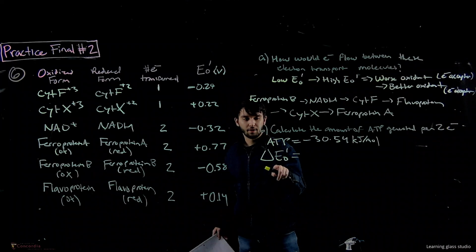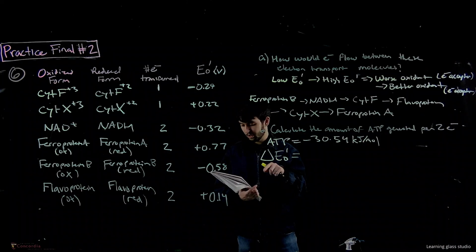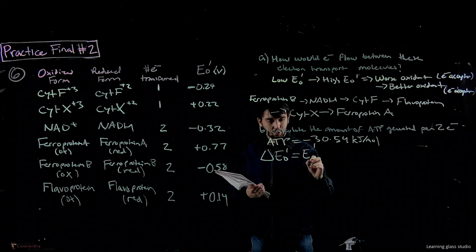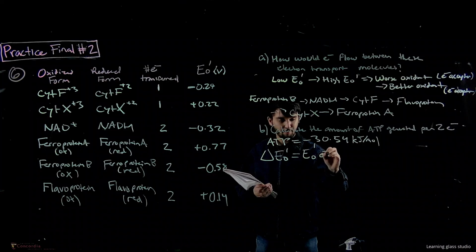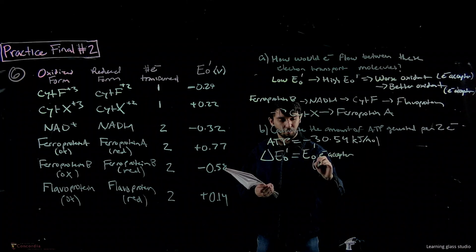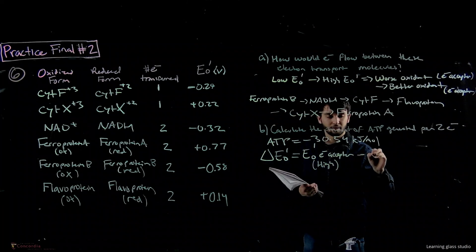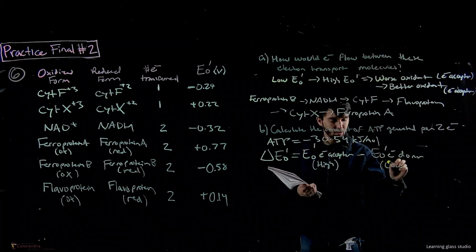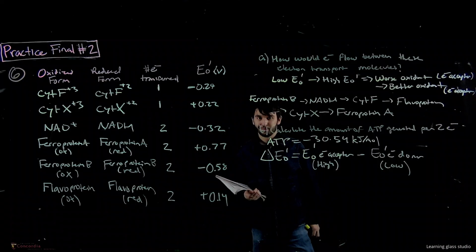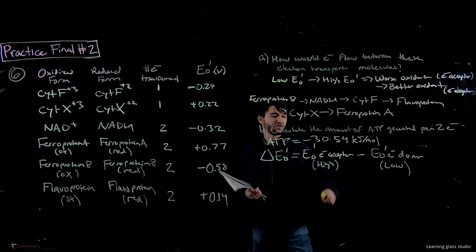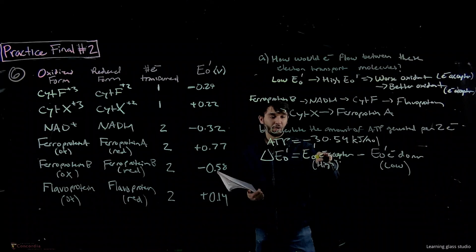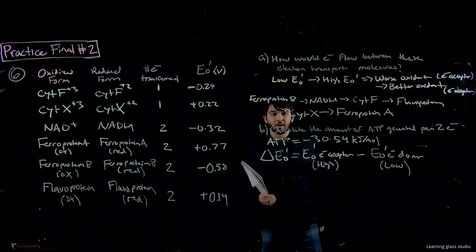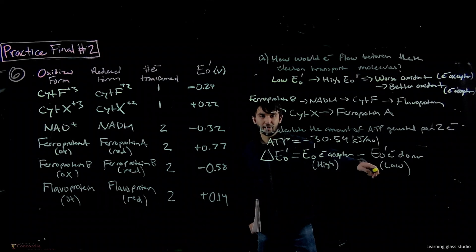To find the electric cell potential, the difference in the standard reduction potentials, we take the standard reduction potential that is highest, for the acceptor, minus the standard reduction potential for the electron donor, which is a low standard reduction potential. So we do the high minus the low, or the acceptor, what is getting reduced, minus the donor, what is getting oxidized. If you took Gen Chem, cathode minus anode.